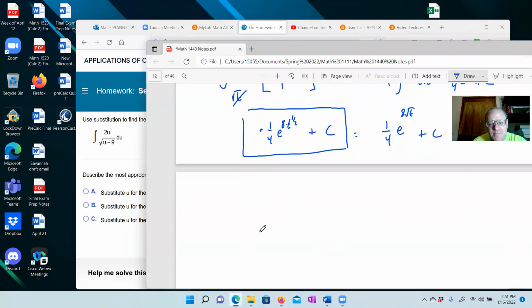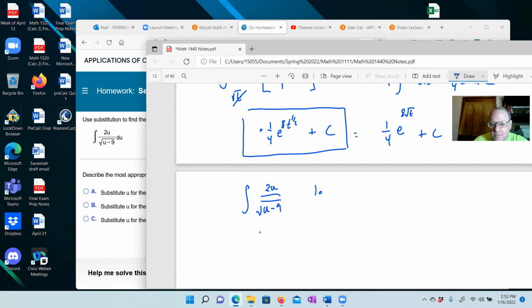Okay, well, here's one that might be a little tricky. So here's 2u, and then we have square root u minus 9. The issue is that the u minus 9, we can't integrate that from where it is. Okay, because we can't integrate top and bottom independently. We got to deal with it at the same time.